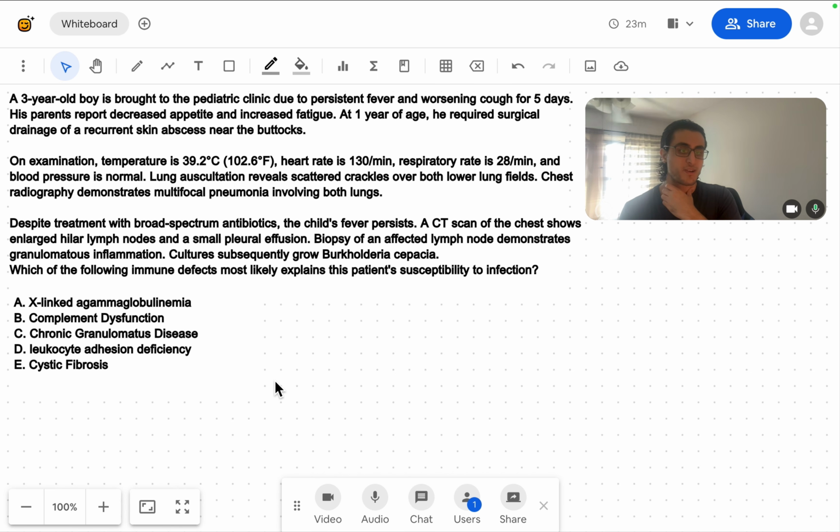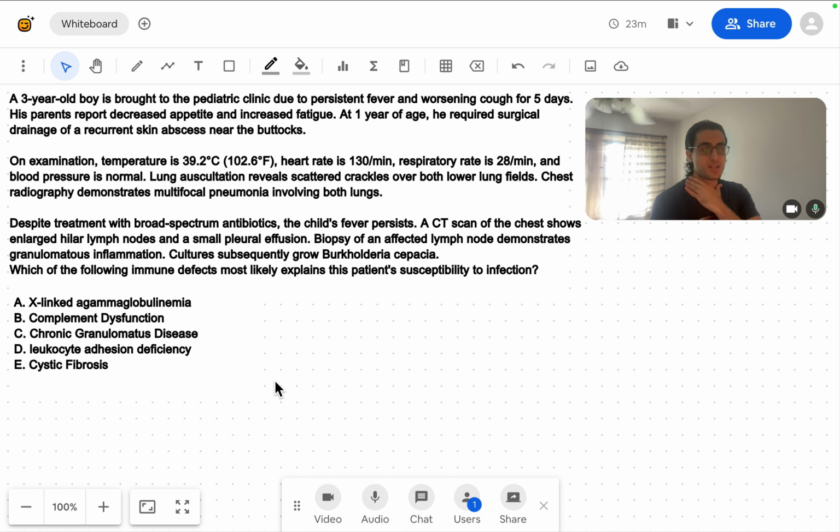C. Chronic granulomatous disease. This disease comes with susceptibility to infection with catalase positive bacteria, which is what we are seeing here, and it also comes with abscess formation in patients, which is also what we are seeing here, and it also leads to many of the other symptoms we are having here, especially granuloma formation, as the name implies. So C, I would say, could be a very good answer choice.